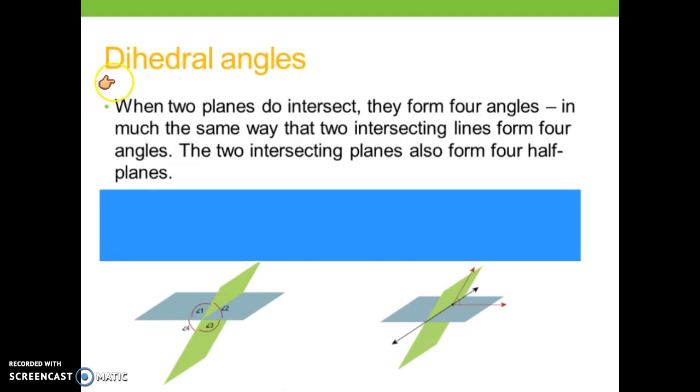So, dihedral angles. When two planes do intersect, they form 4 angles, in much the same way that two intersecting lines form 4 angles. The 2 intersecting planes also form 4 half planes. So here we go. We have a blue plane and a green plane. They intersect, and there's the line of intersection. And there's 1, 2, 3, 4 angles created. Since they're 2 planes that are intersecting, we call them dihedral angles instead of just angles. And again, there's 1 half plane here, 1 here, 1 here, 1 here.